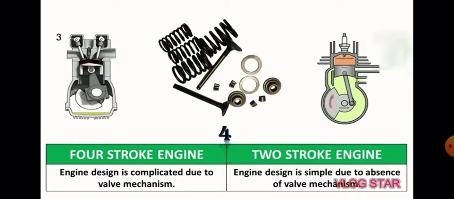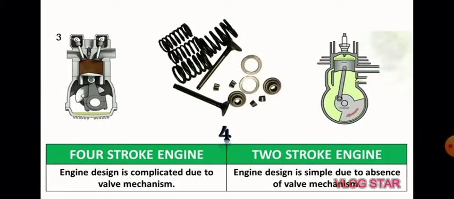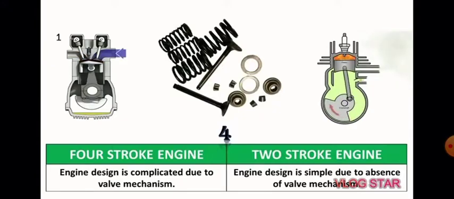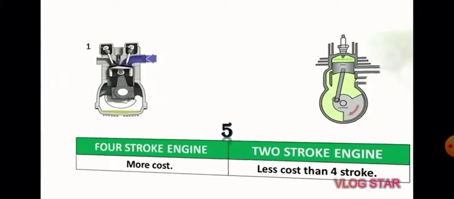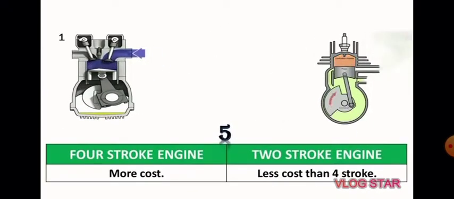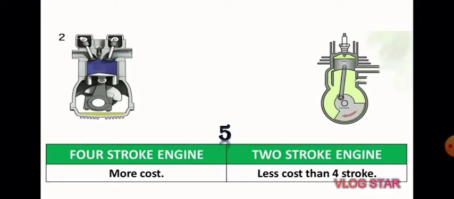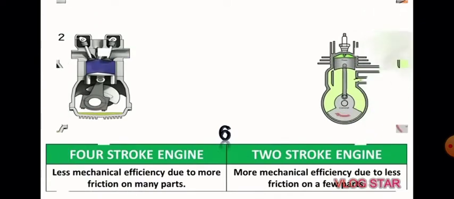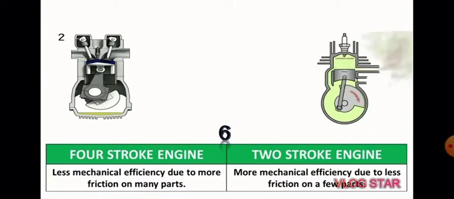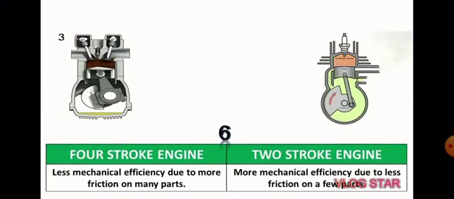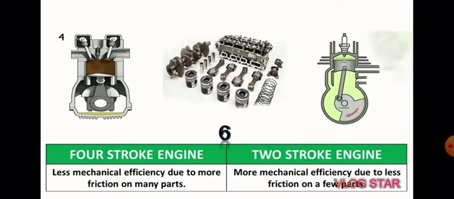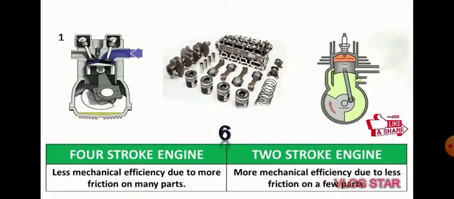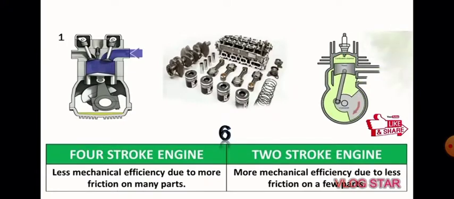You can observe in this figure also there are ports present in the 2-stroke engine, whereas there are valves present in the 4-stroke engine. Then comes the next difference, that is there is much more cost of the 4-stroke engine as compared to the 2-stroke engine. The 4-stroke engine has less mechanical efficiency due to more friction on many parts, whereas a 2-stroke engine has more mechanical efficiency due to less friction on the few parts.